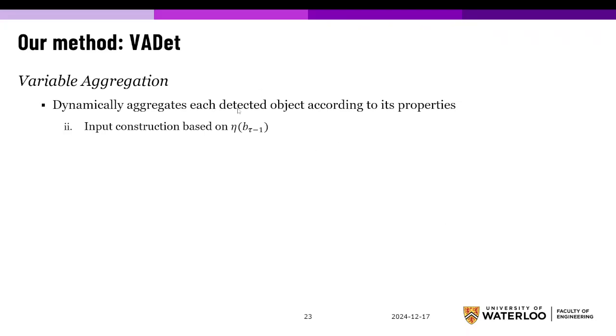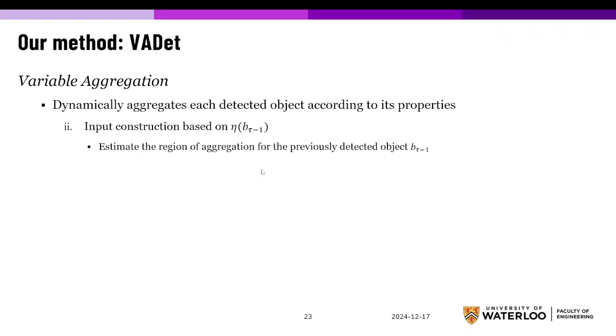So that was how we learned the optimal number of frames function eta based on a previous input. Now here, I want to talk about how we construct the actual point cloud based on what we know about the previous object and what we know about the eta function.